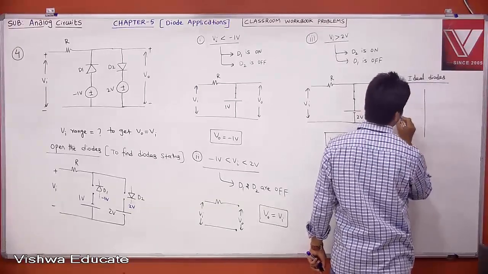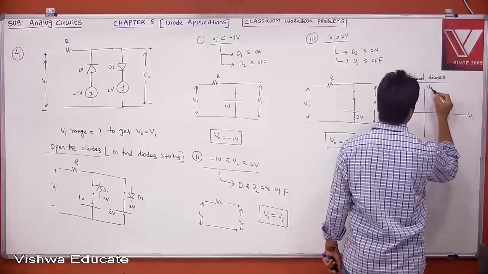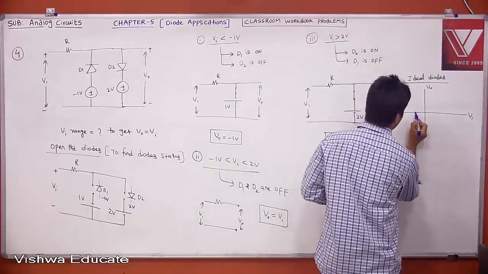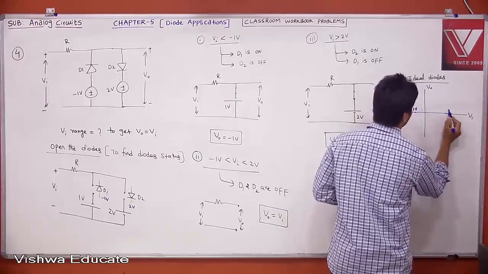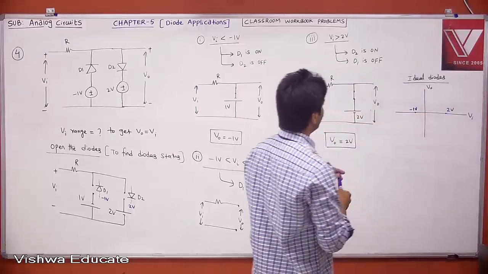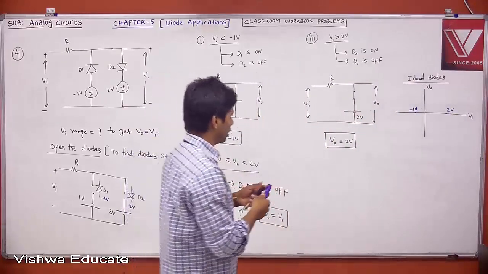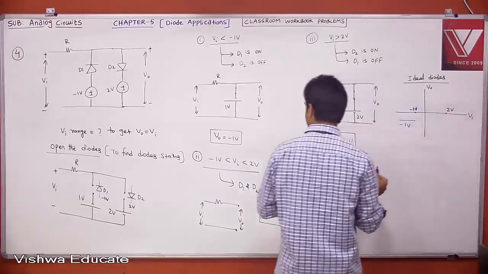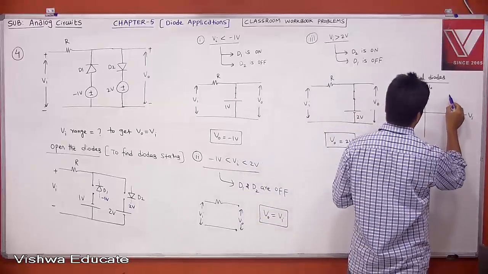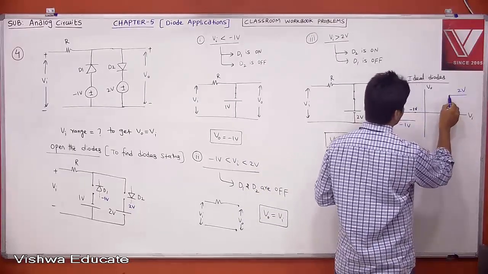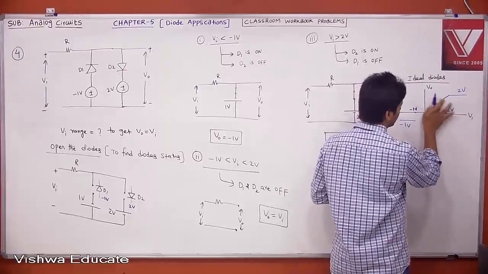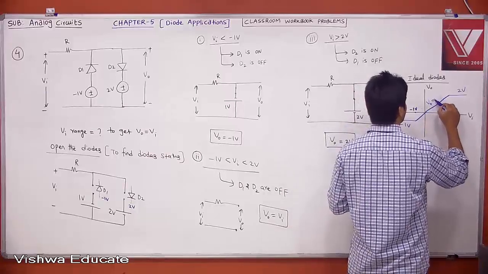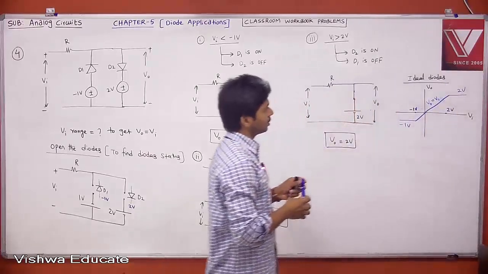Your transfer curve is nothing but this: this is your Vi and this is your V0. Tell me what the breakpoints are. Minus 1 to 2, right? This is minus 1 and this is 2. If Vi is less than minus 1, your output is exactly minus 1. When the input is greater than 2, your output is 2. But in between, it is tracking, so your V0 is equal to Vi.